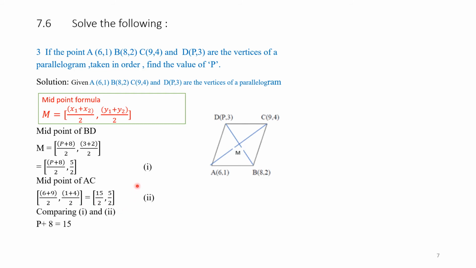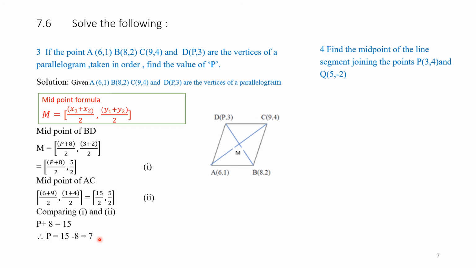Therefore comparing 1 and 2, see comparing 1, here it is the midpoint (P plus 8 by 2, 5 by 2), and this is the other midpoint. Therefore the x-coordinate should be the same for both the lines at the intersection point. Therefore P plus 8 should be equal to 15. That is, numerator equal to numerator, or P is equal to 15 minus 8, that is equal to 7. This is the answer.